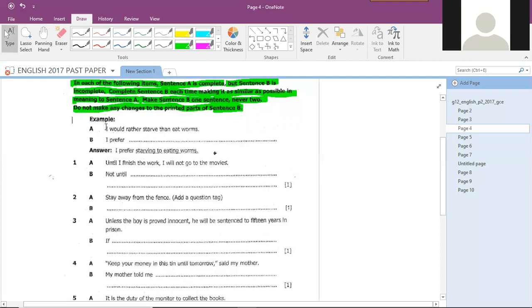So where are we? So the first question here says, let me highlight them in blue so that it will be easier. I would rather starve than eat worms. So this word here, prefer, it's usually in this form. Prefer dash to dash. So there are two things here. So every time you see this word prefer, it's usually in this form. You prefer something to something and you indicate the two of the things that you prefer in these two dashes.